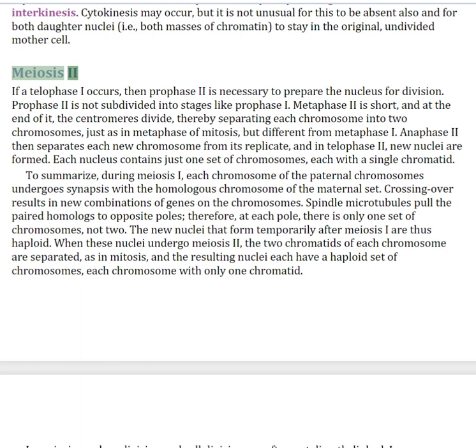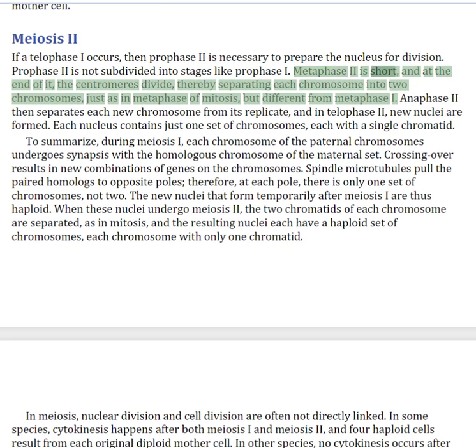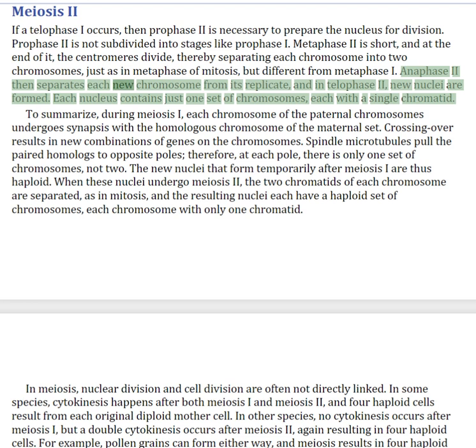Meiosis II. If a telophase I occurs, then prophase II is necessary to prepare the nucleus for division. Prophase II is not subdivided into stages like prophase I. Metaphase II is short, and at the end of it, the centromeres divide, thereby separating each chromosome into 2 chromosomes, just as in metaphase of mitosis, but different from metaphase I. Anaphase II then separates each new chromosome from its replicate, and in telophase II, new nuclei are formed. Each nucleus contains just one set of chromosomes, each with a single chromatid.